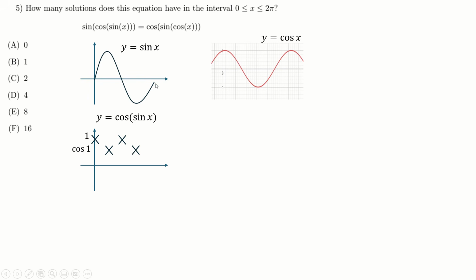And then finally at 2 pi, sine of 2 pi is 0. And then we have, of course, that cos of 0 is again 1. So it's just a function that oscillates like this, up and down. And then we'll do the same thing for the next graph here. So for here, y equals sine of cos x.